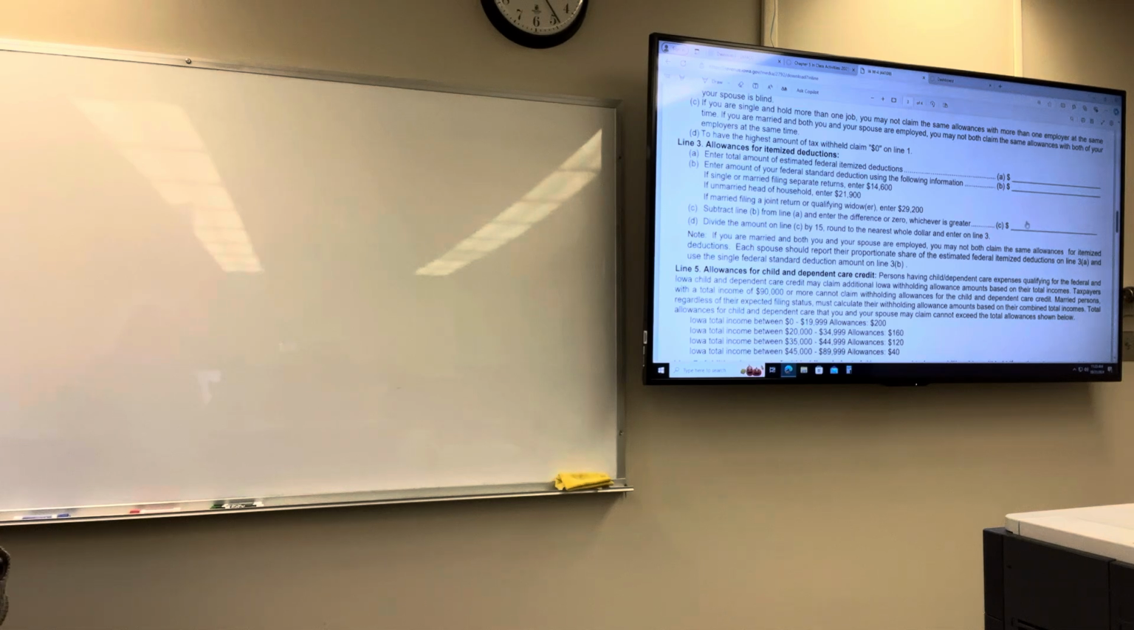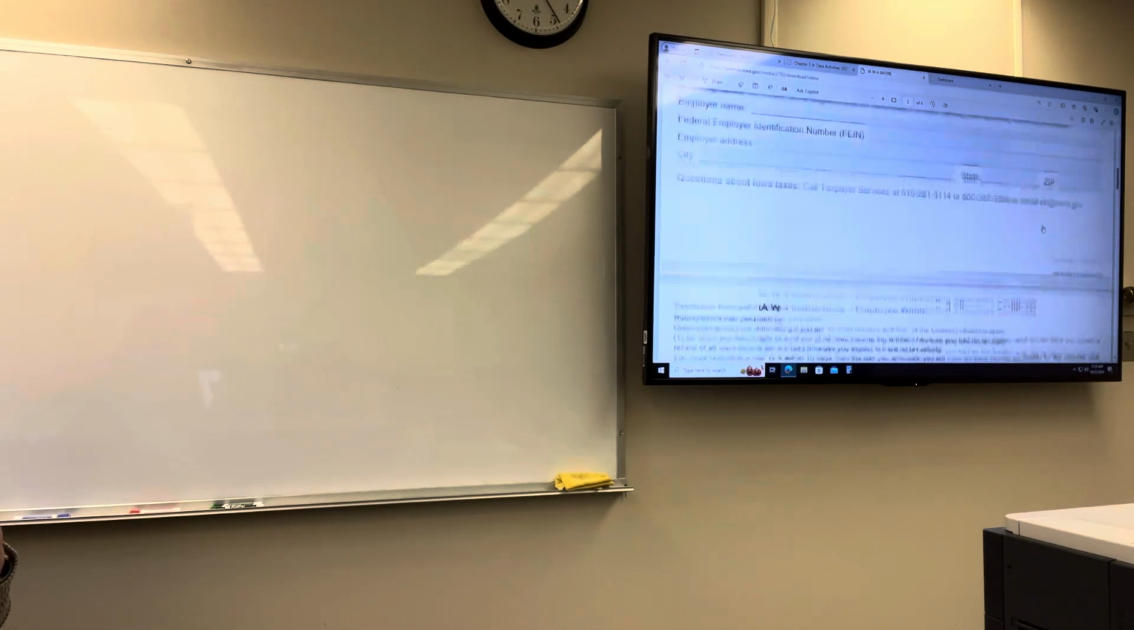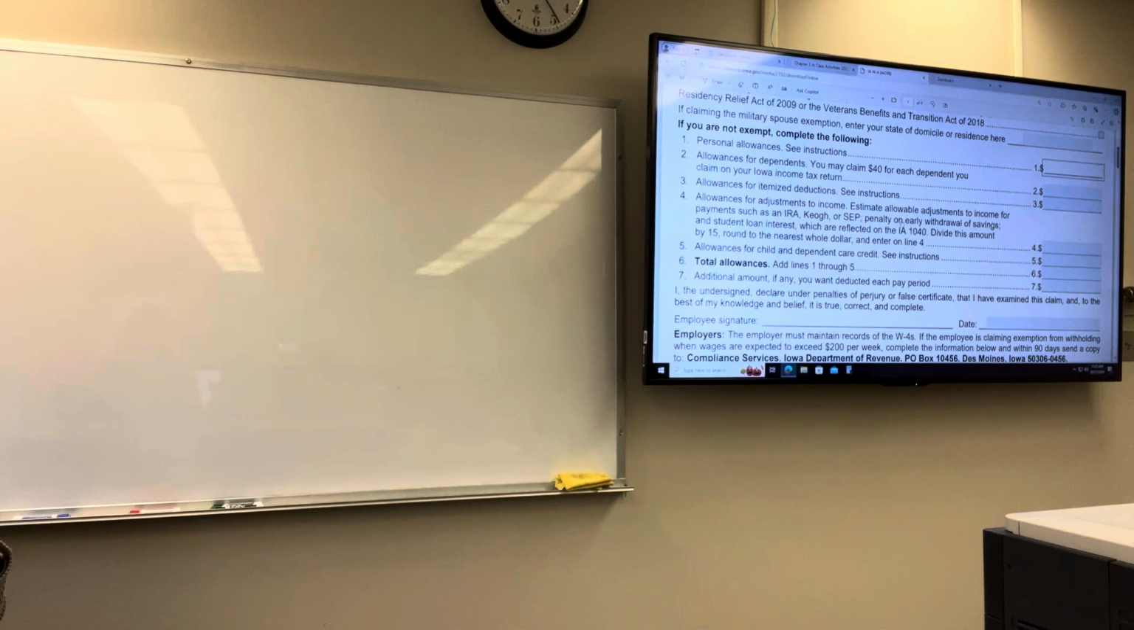So this worksheet here, allowances for itemized deductions, that's going to go on line 3. Adjustments to income. Estimate allowable adjustments to income for payments such as an IRA, KEOGH, or SEP. These are adjustments, and it's the same definition as adjustments at the federal level. I know most of you have not had income tax accounting yet, but Kathy would know what those adjustments are.